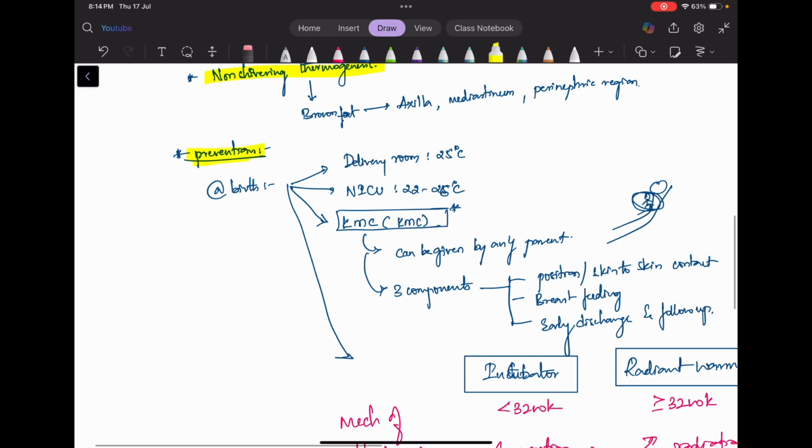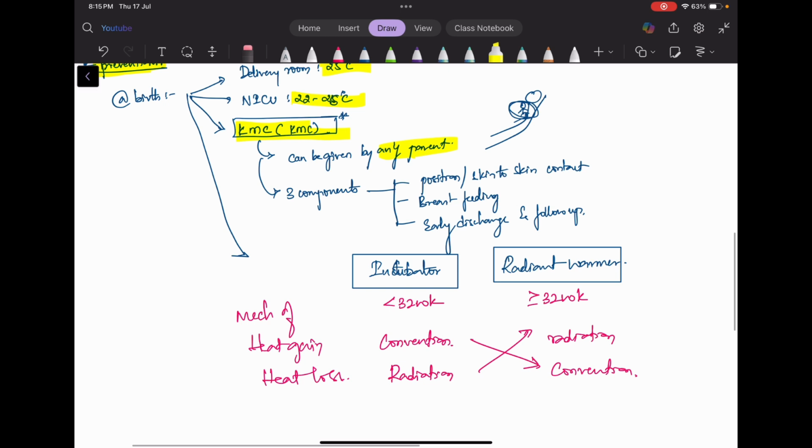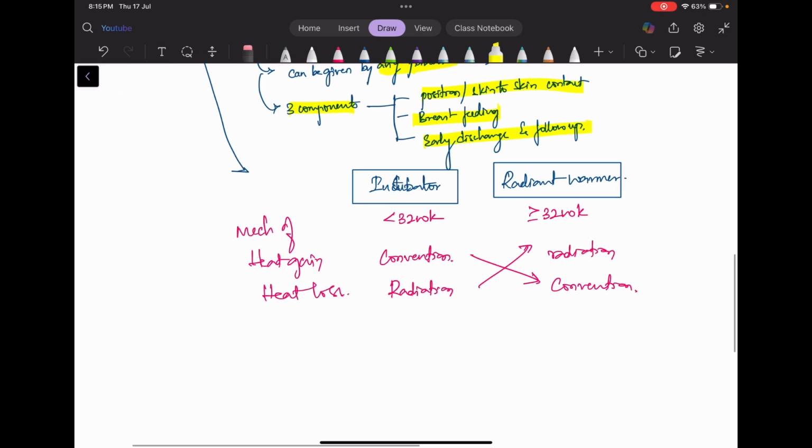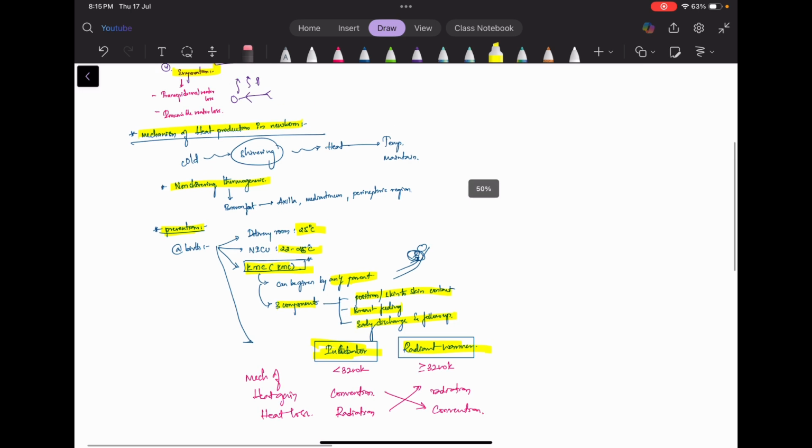Then we have preventive measures to prevent hypothermia of the newborn baby. By maintaining delivery room temperature at 25 degrees Celsius, NICU at 22 to 26 degrees Celsius. Then about kangaroo mother care, it can be any parent, preferably the mother. And we talked about components of KMC. It is related to position, skin to skin contact, breastfeeding, early discharge and follow-up. Then we talked about incubators, then radiant warmers.